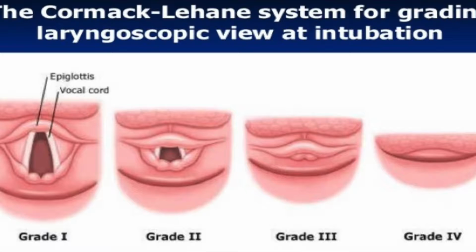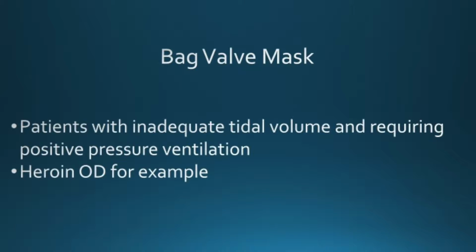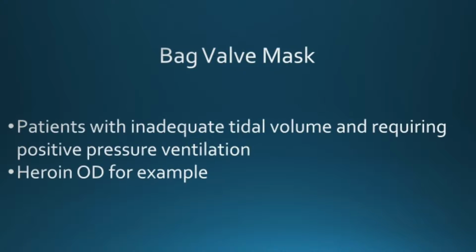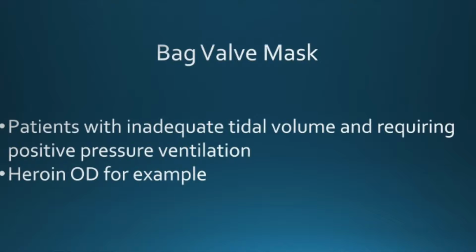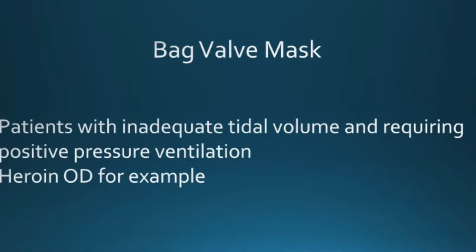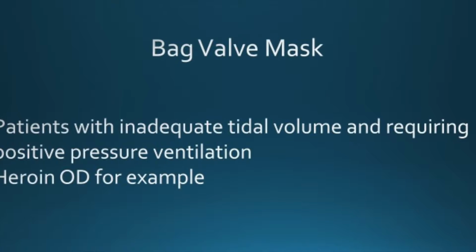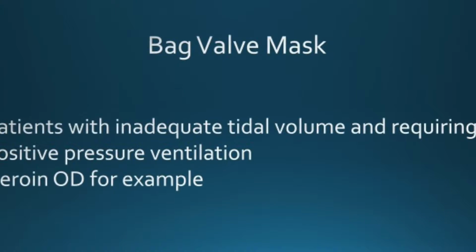The bag valve mask is utilised when positive pressure ventilation is required on your patient. An example of this is a heroin overdose who is hyperventilating. Ventilation of patients with cardiac output should also include the use of a PEEP valve to improve ventilation, alveolar recruitment, and gas exchange.